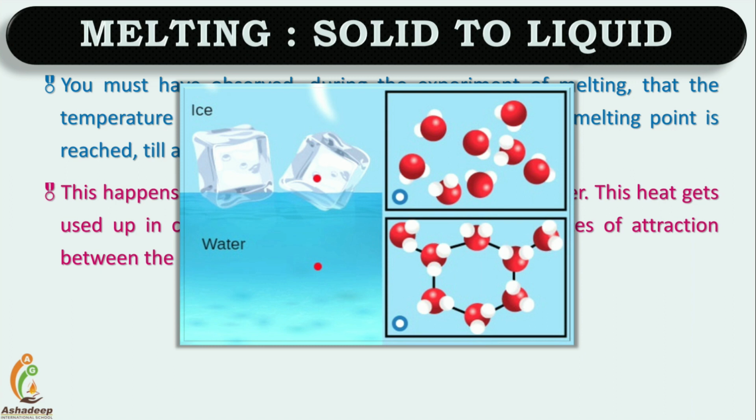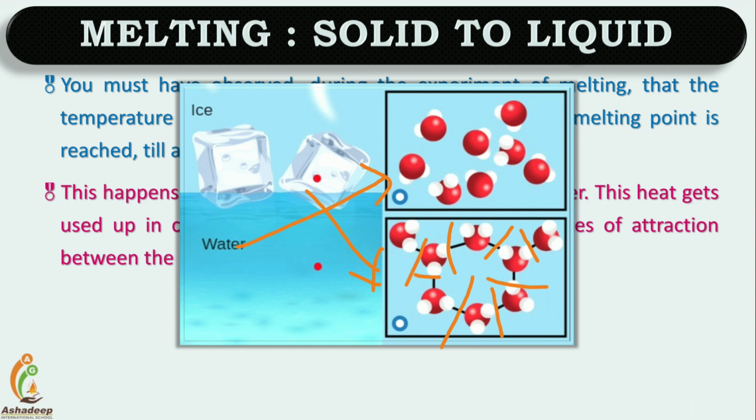Okay, this is of ice and this is of water. When you supply heat, what will happen? These bonds will break. All the bonds will break. Now, till all the bonds of the ice break, the temperature will not rise. That heat supplied will be used to break these bonds.